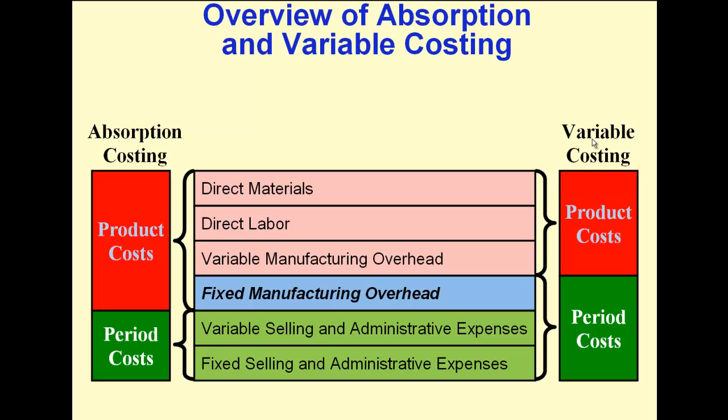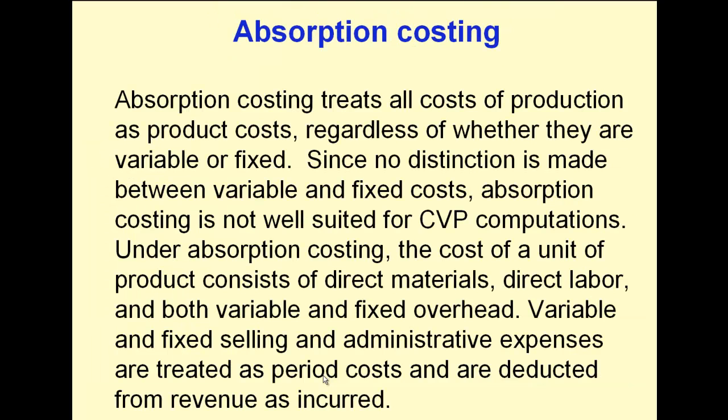So take a look here if you want. This exhibit just shows it presented a little bit differently. But we can see here that these three pink ones are considered product cost under both methods, and this fixed manufacturing overhead is under absorption costing and is not over here under variable costing. But we do see that variable selling and administrative expenses are treated as being a period expense, and so are our fixed selling and admin expenses as well. Feel free to pause the screen here if you'd like.